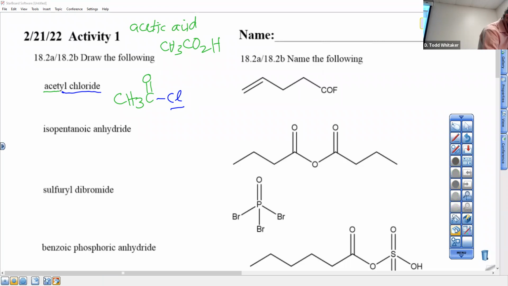And just to be very clear, here's where you started. Acetic acid had a carbonyl and an OH. And we replace the OH with a chloride.